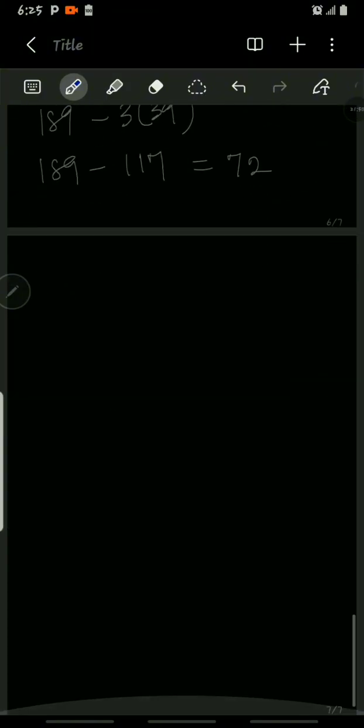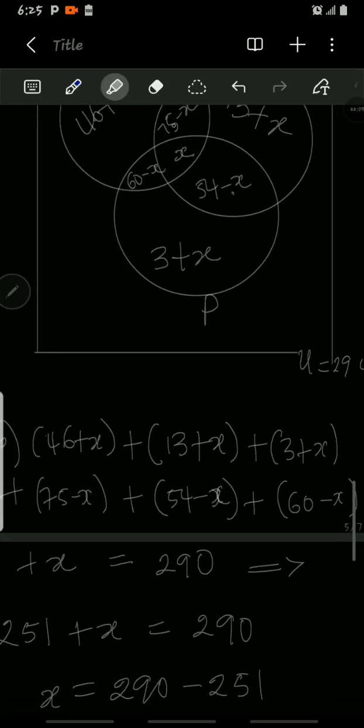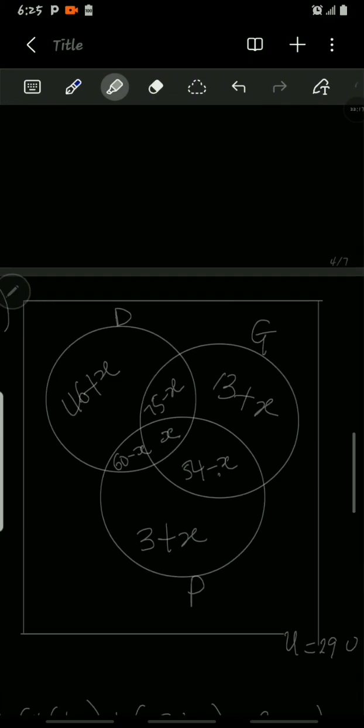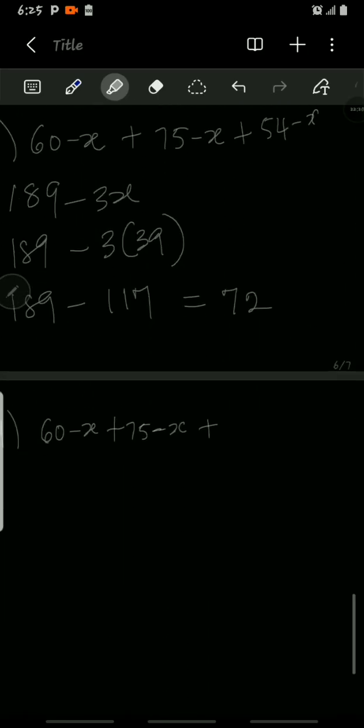So if we do that, we are going to have 60 minus x. We are answering question D. Minus x plus 75 minus x plus 54 minus x, and then plus x itself. So I'm adding those 4. So basically the same thing we did before.